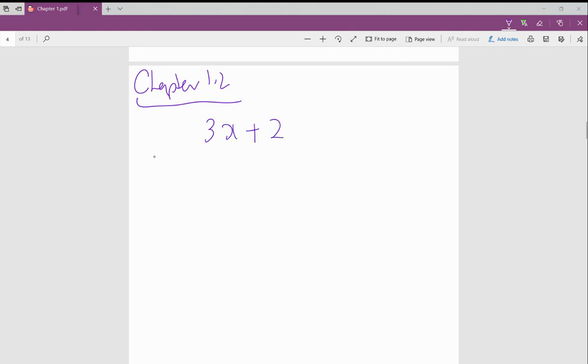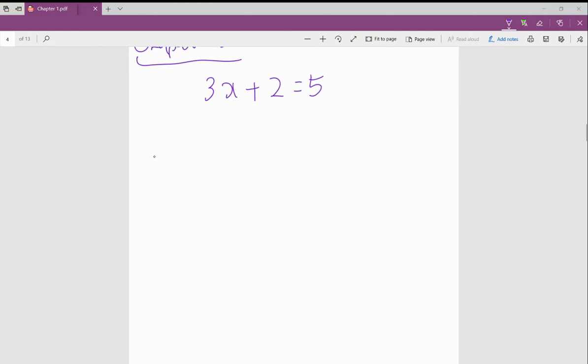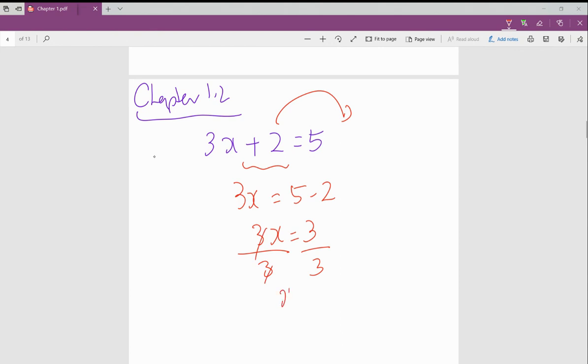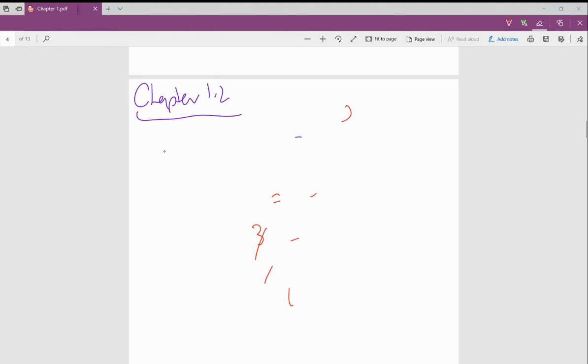3x plus 2 equals to 5. This is not an example. A very quick one. Whenever you shift any number across the equal sign, the sign will change. So in this case, 3x equals to 5 minus 2, 3x equals to 3, and then you divide by 3 on both sides to get rid of the 3x, x equals to 1. Then, okay, with this in mind, let me just erase this and let me get started on an example in this particular topic.